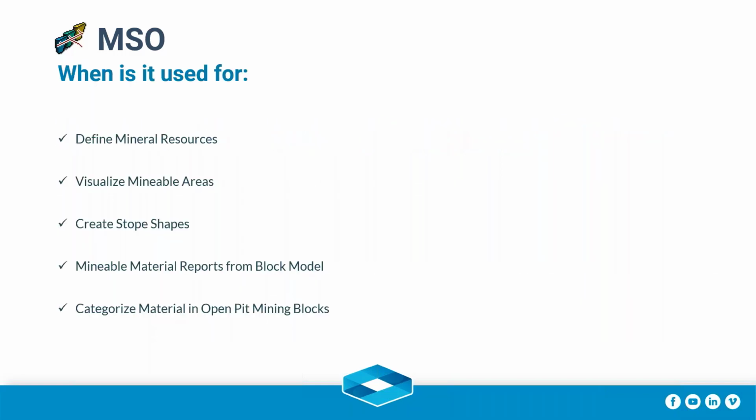So MSO is used mainly for defining mineral resources and mineable areas. The main input that we have is the block model. From a block model and from a set of parameters, we can define mineral resources and mineable areas. We can create our stope shapes, and we can even use it for open pit mining and use the parameters to represent our mining blocks. Then we can evaluate these mining blocks, cutting with a pit design. You can use the results to categorize material, to analyze dilution, and we can also generate different reports from the block model and analyze the resources with MSO.